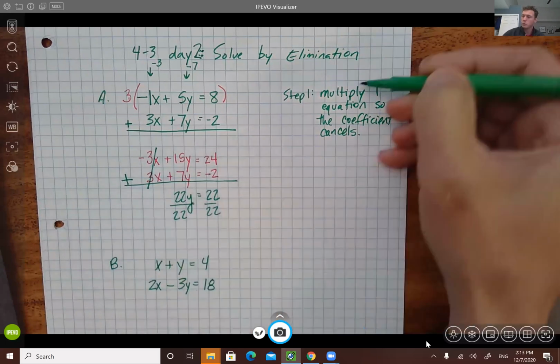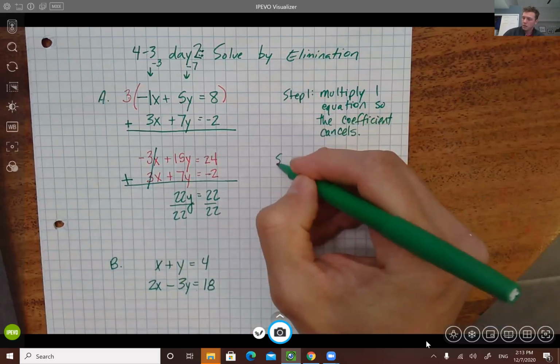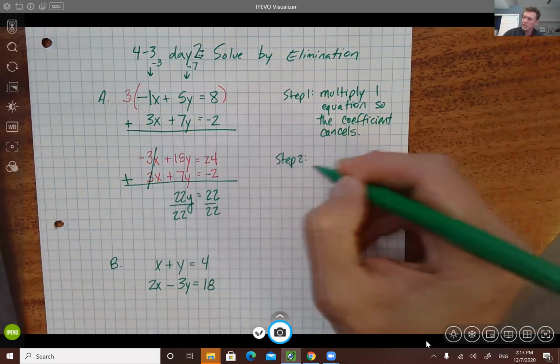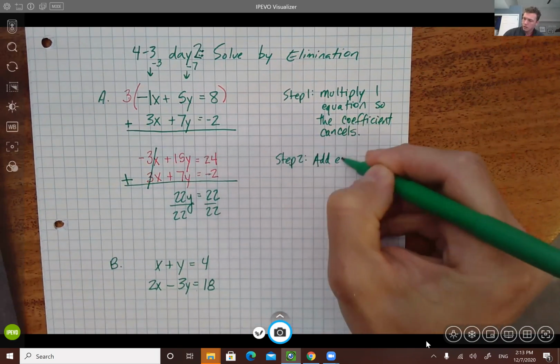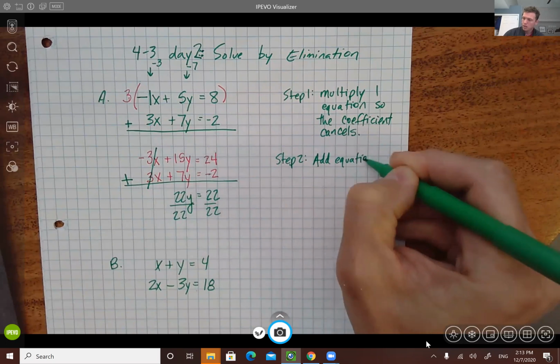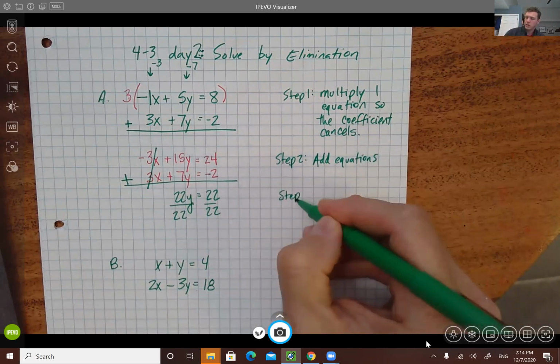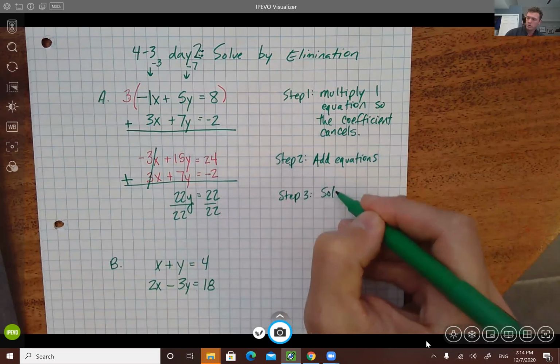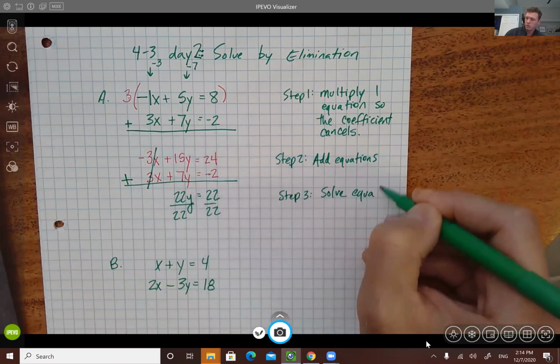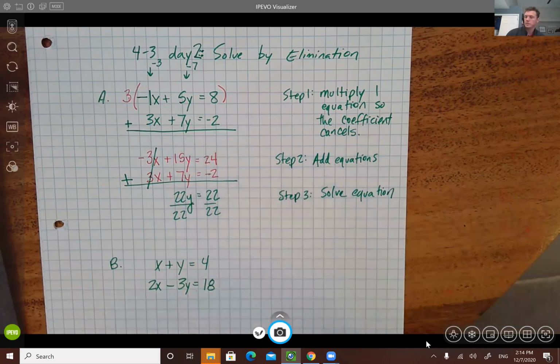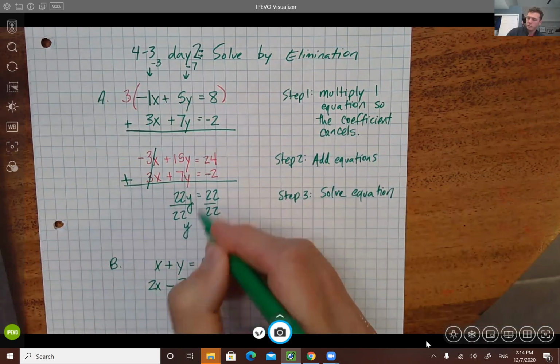Okay, so now we're going to divide. So we multiply. Our step 2 is we add equations. Step 3 is we solve. So we solve: 22 divided by 22 is equal to 1.